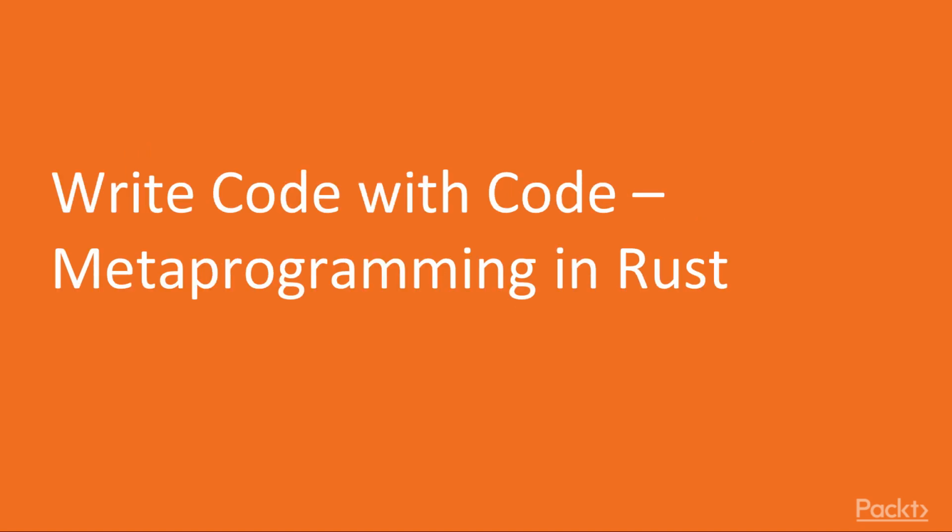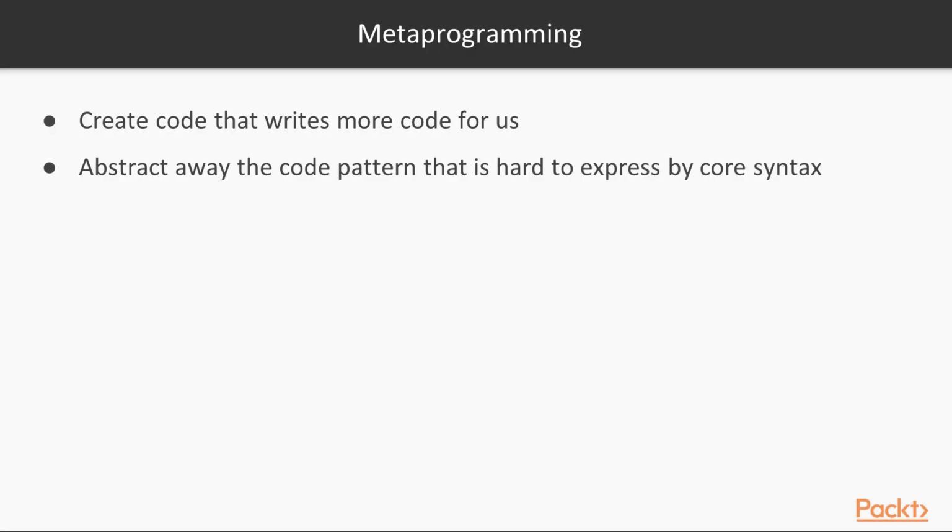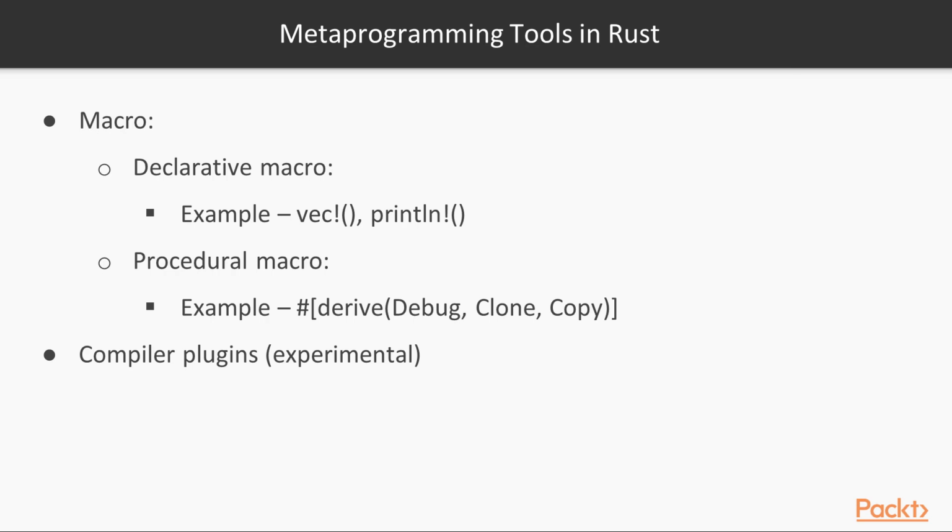In the first video, we're going to give you an idea about what is metaprogramming and what kind of metaprogramming tools Rust provides us. So what is metaprogramming? Metaprogramming means that we create code that writes more code for us. So it's a way to abstract more high-level code patterns that is very hard to express by the core syntax of Rust itself. Rust provides two ways to do metaprogramming: macros and compiler plugins.